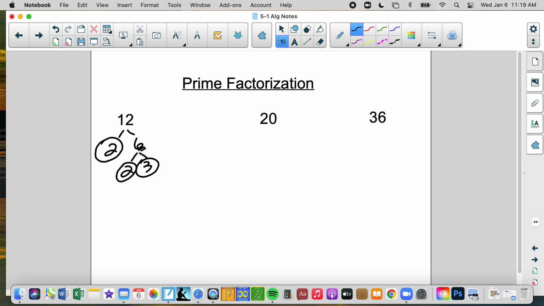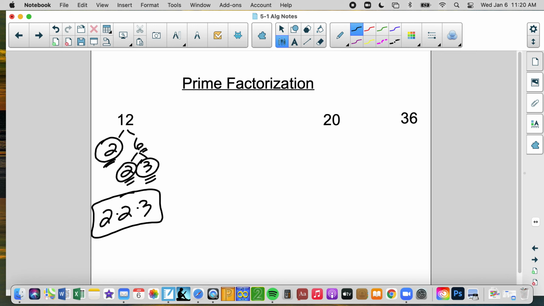6 was composite, so I can break it down. I can continue to break it down until I get prime factors. So that is what prime factorization is. And notice when I write my answer, I take all of the prime numbers and I write it as a product. 2 times 2 times 3 is the prime factorization of 12. If we multiplied 2 times 2 times 3, we would get 12.